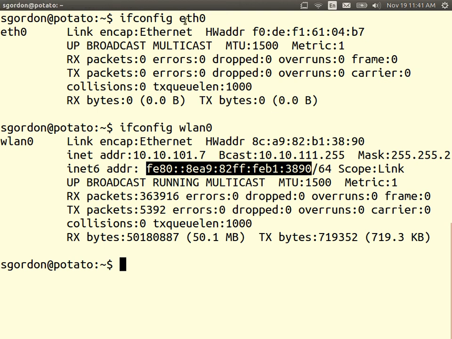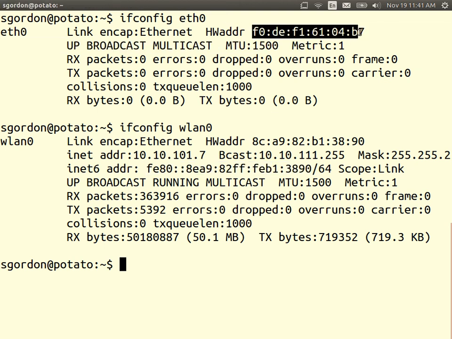My wired interface has a hardware address but no IP address. In many practical cases, we only have an IP address when we're actually using that interface. If I plug in a LAN cable, I may get an IP address, but currently I'm not using that interface and I have no IP address.